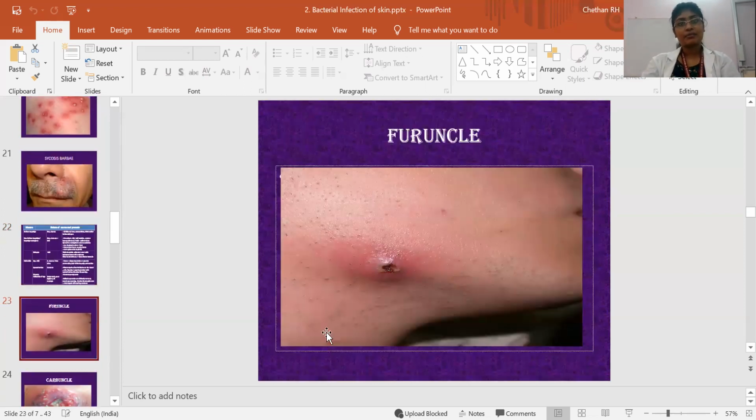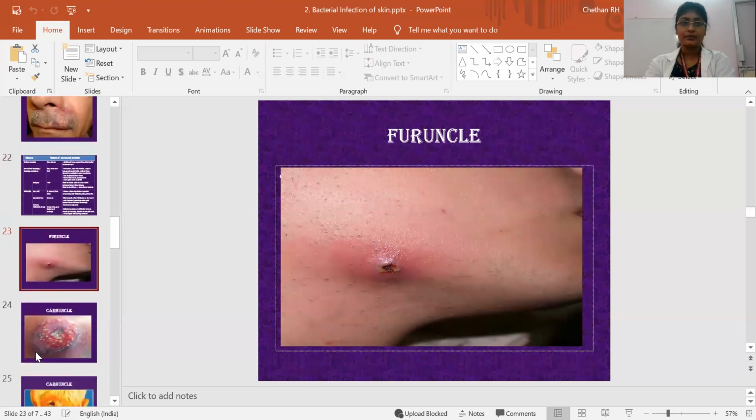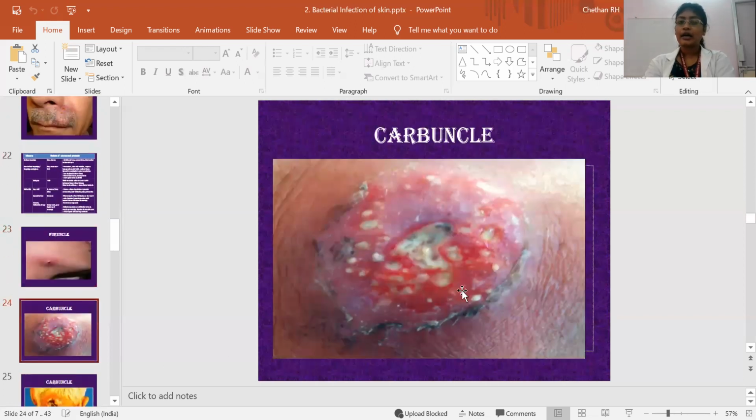Now we will see some pictures. This is the picture of a furuncle. So furuncle means it is involving one single hair follicle. So that is involved, and we call it a furuncle. And this is a carbuncle. Carbuncle is usually seen in diabetes mellitus patients, those people who have diabetes, where it takes time to heal. And also carbuncle involves more than one hair follicle.